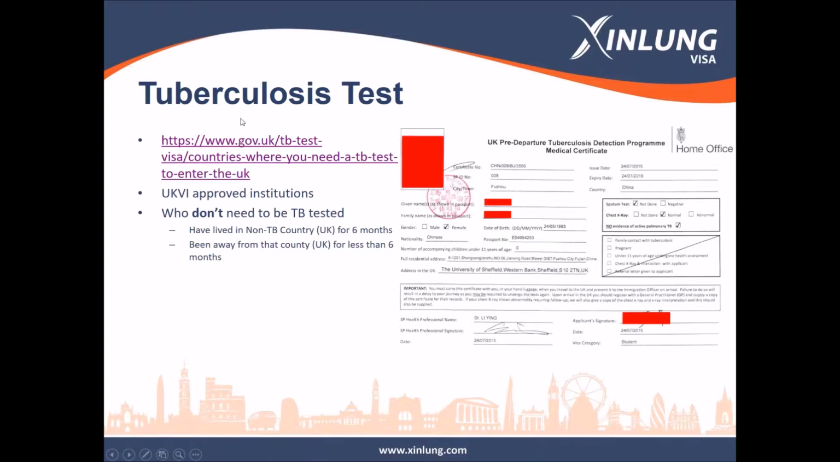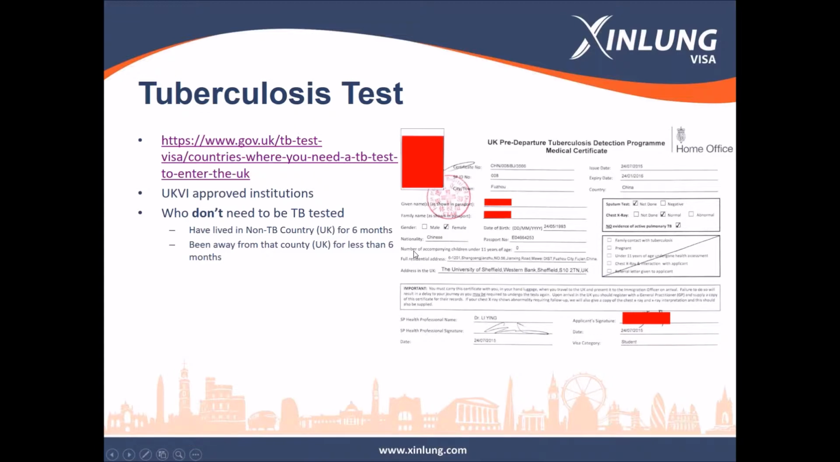Once you have passed your TB test, the institution will give you an official document with the Home Office logo on it, as you can see on the right-hand side. So this is the piece of paper that we need to include in our application. So it has to be the original document with the institution stamp, with the UKVI logo, with all the details, and they are happy you don't have TB.